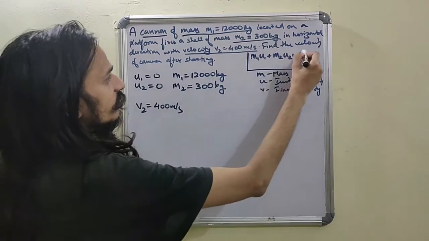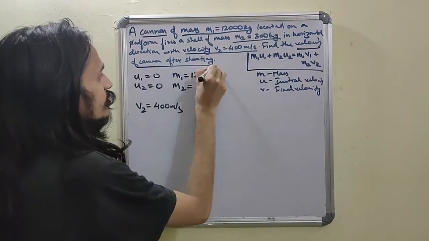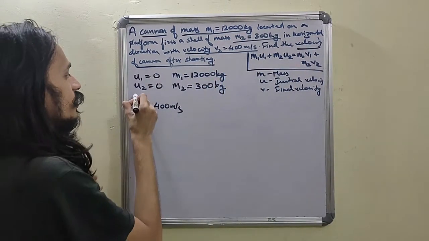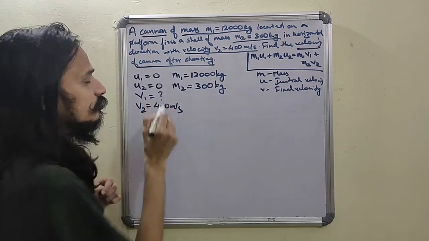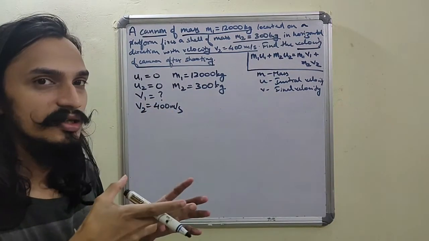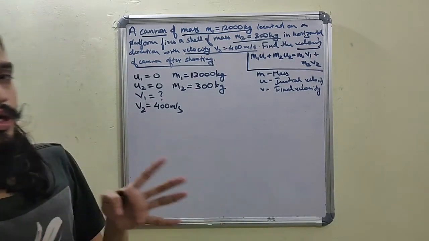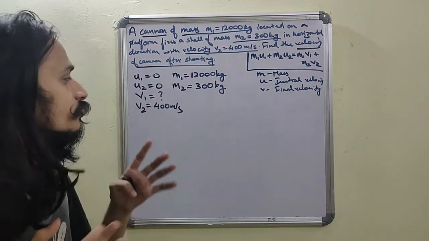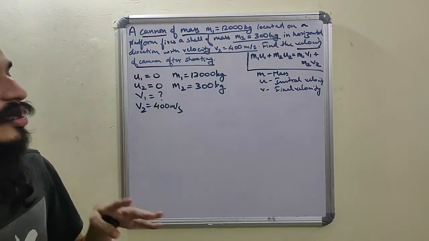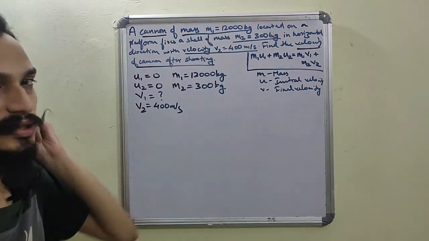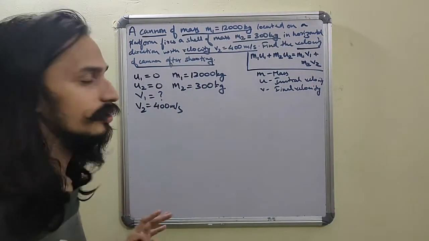Find the velocity of the cannon after shooting, meaning what is v1. Like I said, you will face some recoil every time you shoot, right? Same with the cannon, it will be pushed a little back. What is the speed with which it gets pushed back is what he is asking us. That is all, as simple as that.